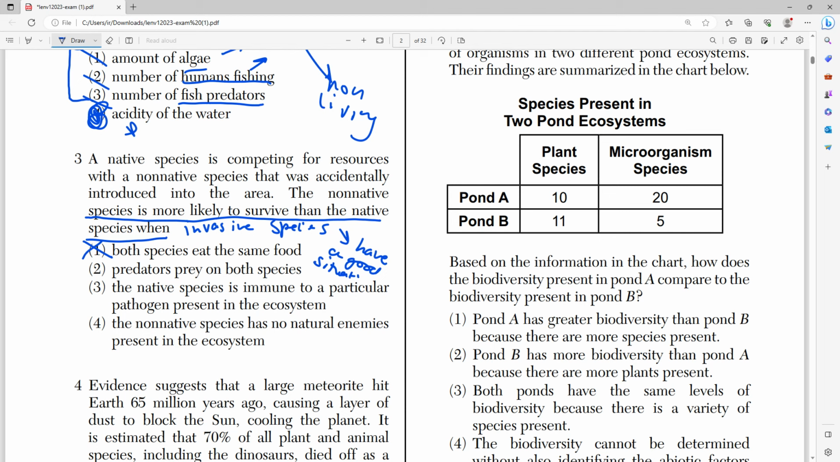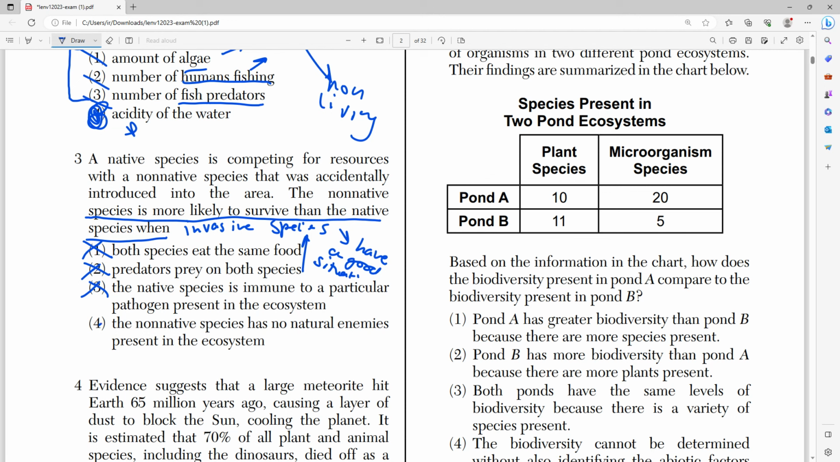Number 2 says predators prey on both species. That's also wrong, because in here, the native and invasive species are both being killed by the same thing. They're both being killed off. Death, never a good thing. They're not prospering, right? Number 3 says native species is immune to a particular pathogen present in the ecosystem. This doesn't help the invasive species. This makes it worse for the invasive species because they don't have immunity to something. They're all going to die off, and the native species is going to live.